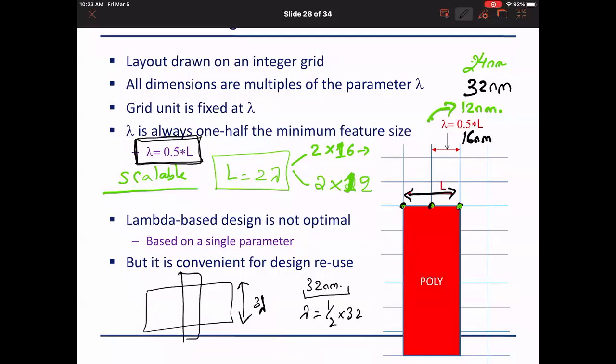Yes, because we now have lambda. Okay, so we know what lambda is. It is half L, half of 32. We know it is 16. I know the width is 3 times 16. I'm done and I move on.